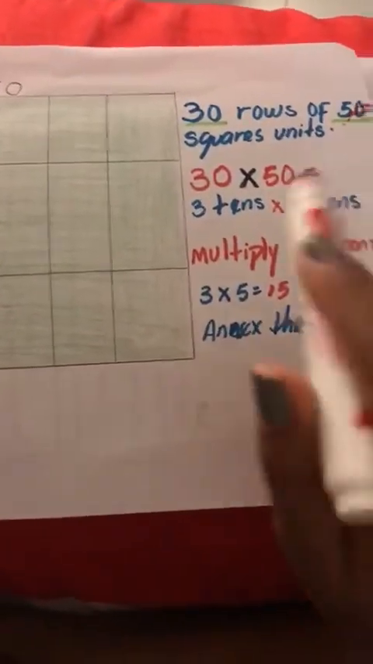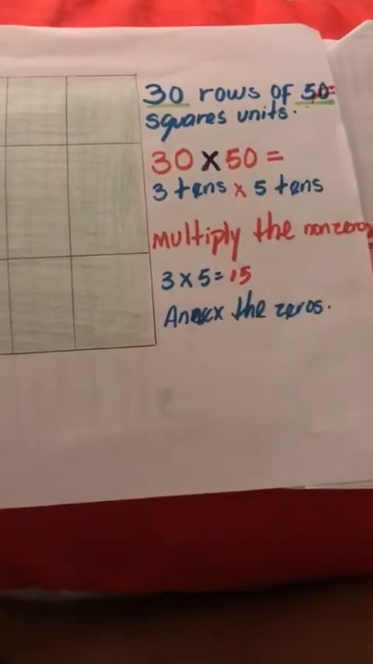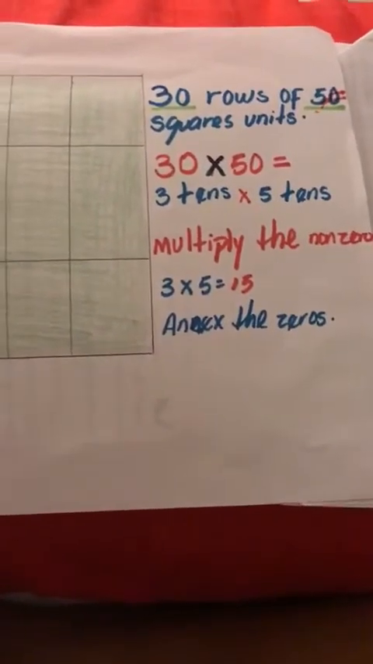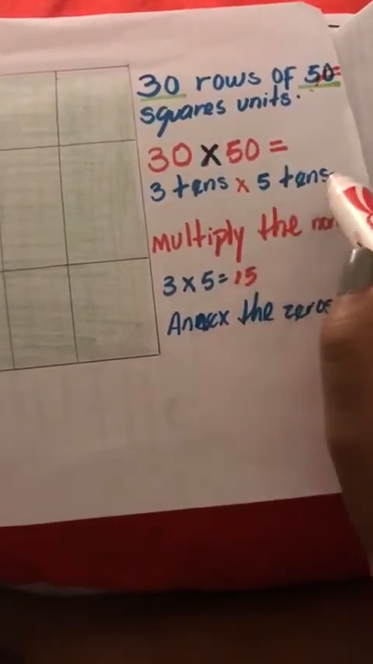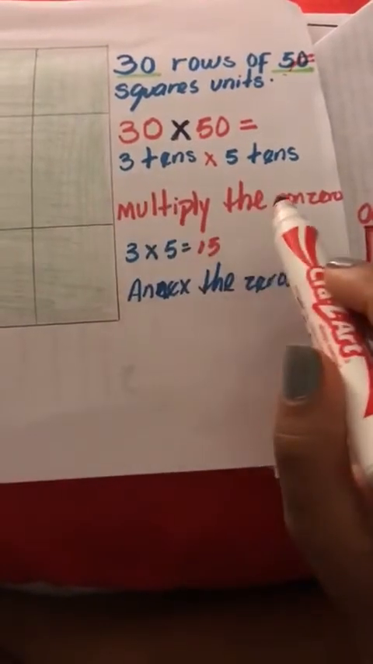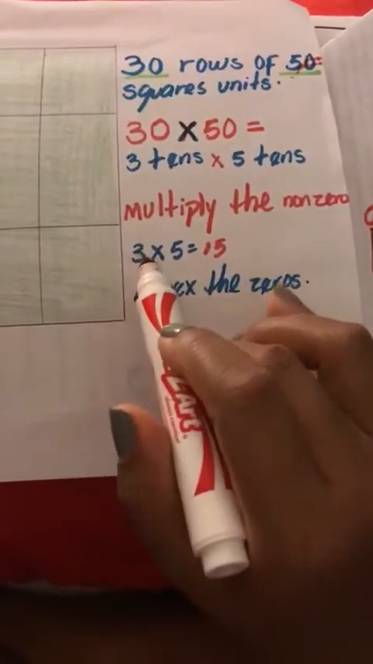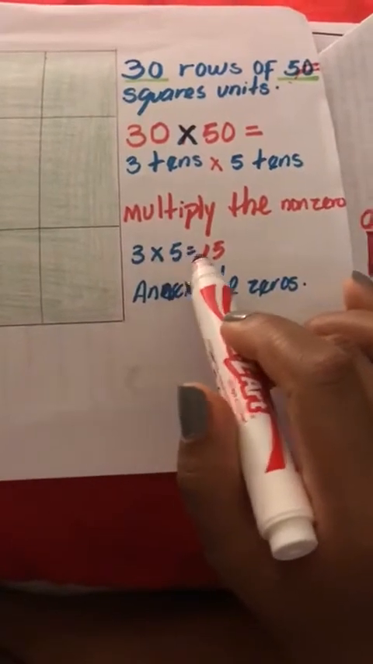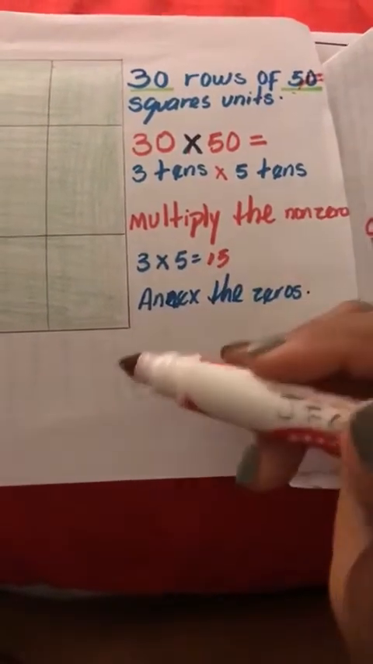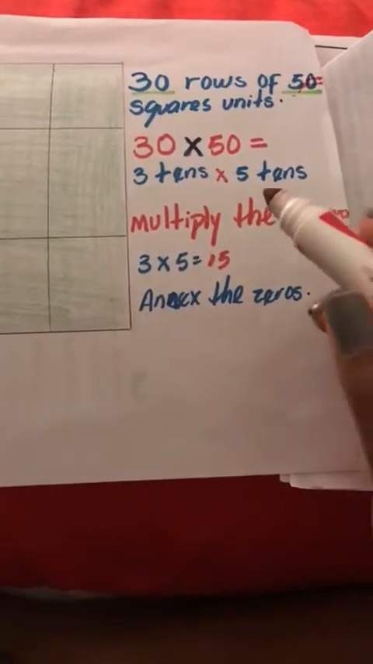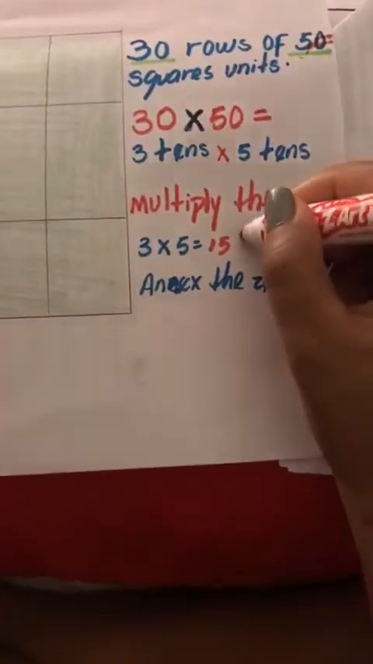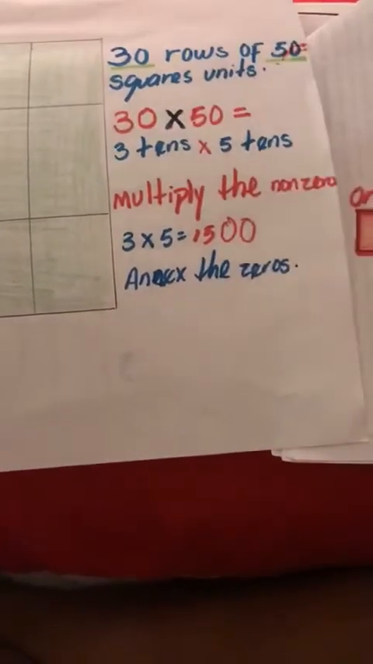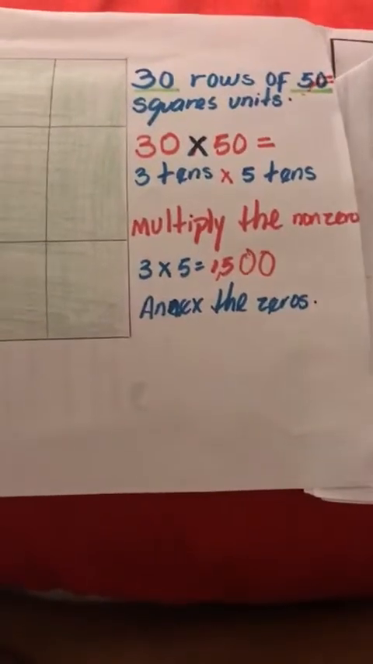So I'm supposed to multiply 30 by 50, but it can be a little bit hard. So I would take the 3 tens by the 5 tens. And then multiply the non-zero units, which is 3 by 5. It's equal to 15. And then, as I told you last time, we're going to count the zeros and add them. 1 and 2. And that's it. I will add the zeros.